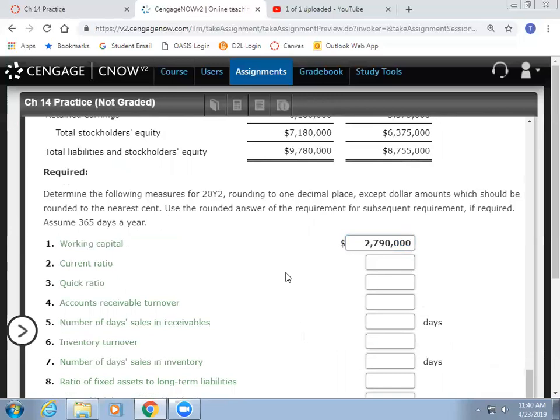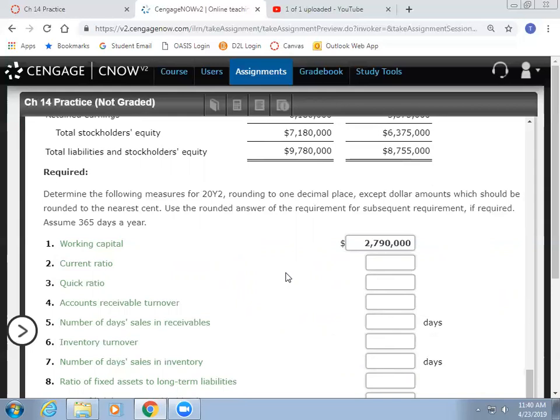So again, this is a liquidity measure. So it measures our ability to pay short-term debt. Well, we're looking pretty good if we have almost 3 million in working capital. Our current liabilities were only 900,000. So we have a pretty good current debt situation.